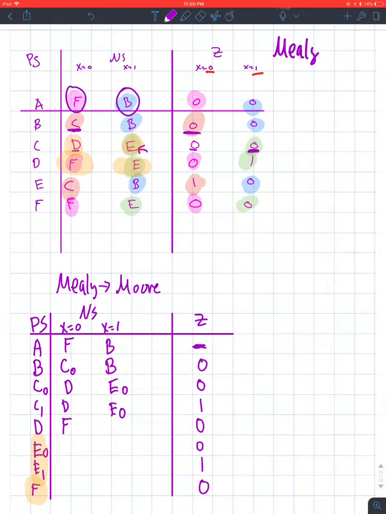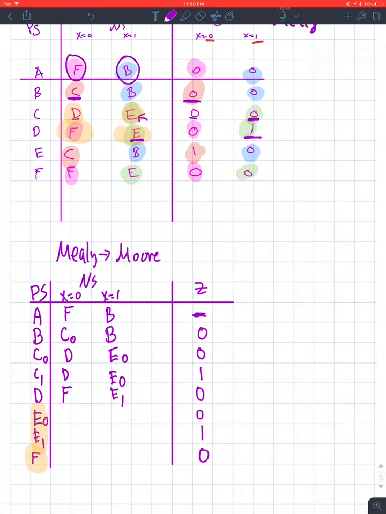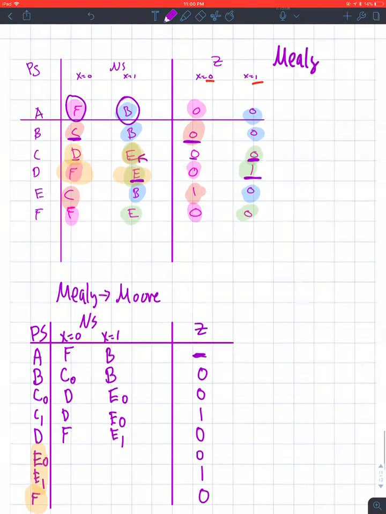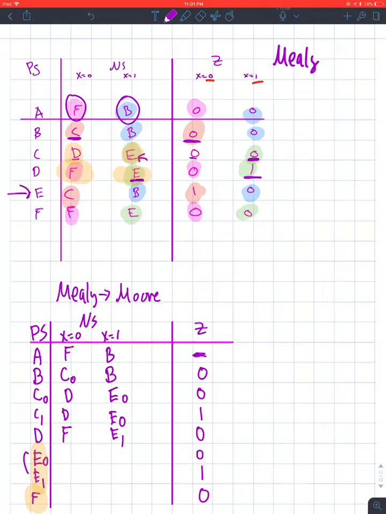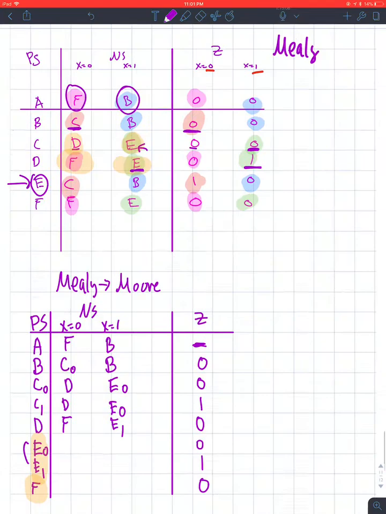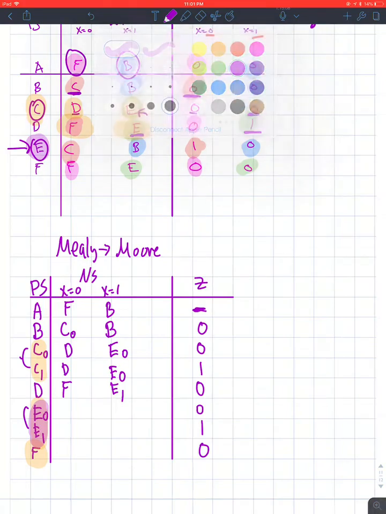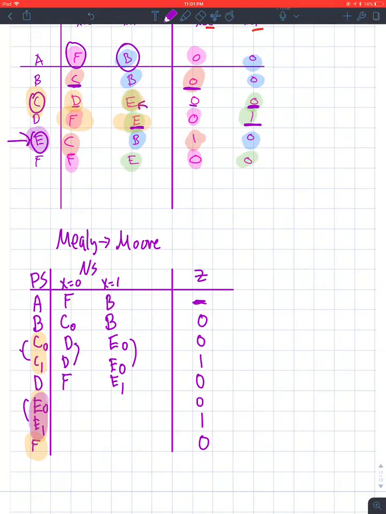When you have E twice, what do you do? You have to look at your output. So E's here, and the output is 1, so you're just going to put E1. And then you have E0, and you look at E. So whenever you have E0 and E1, you're just going to look at the E for both of them. So like if you have C0, C1, you look at C for both of those. So these two here correspond with C, and then these two here, E0, E1, correspond with E here. Which means they're going to end up being the same thing for the next state. Like here I have D and D, E0 and E0.